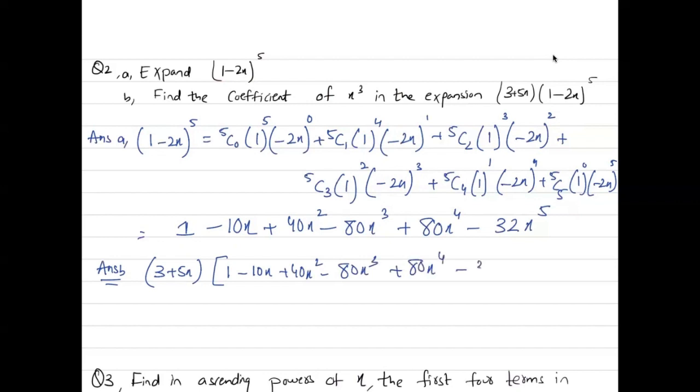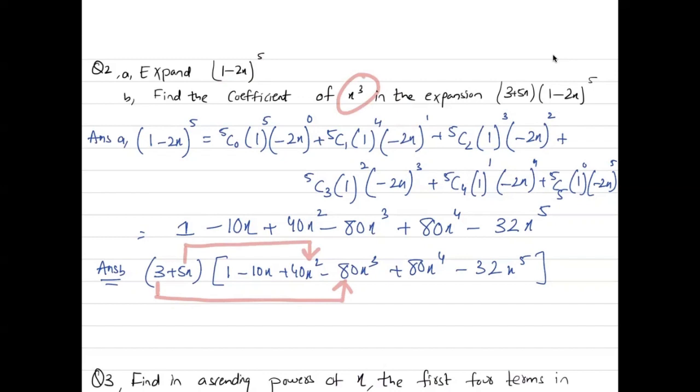80x to the power of 4 minus 32x to the power of 5. Now these are all the terms in the expansion. I don't need all the terms, and I don't need to waste my time multiplying each and every term by 3 plus 5x. They just want me to give the coefficient of x cube. So I'm going to be looking for the term in x cube. So this 3 is only going to be multiplied by a term in x cube to get you the term in x cube. And this value 5x is going to be multiplied by a term in x squared to get you the term in x cube.